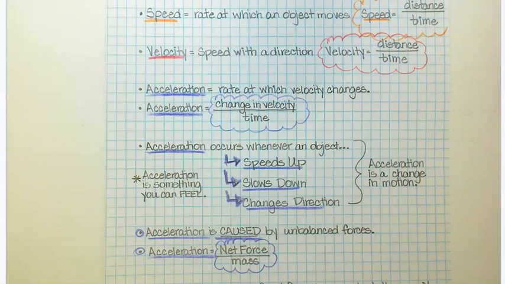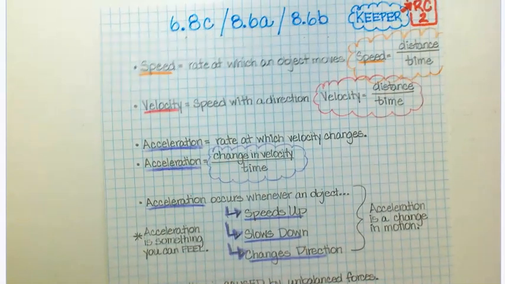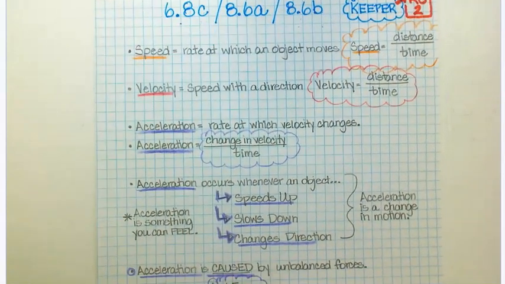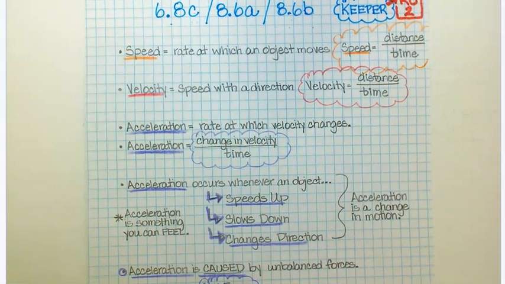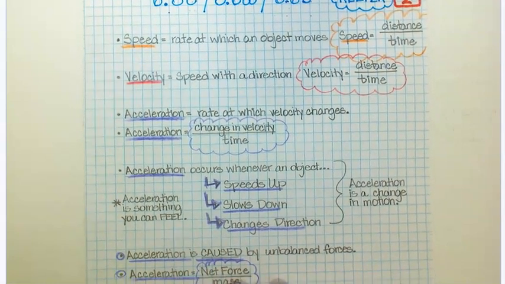All right, this is one last little set of hints and reminders about anything for RC2, which is your blue sheets. You have this sheet on a blue sheet of paper. So this is 6.8C, 8.6A, 8.6B.